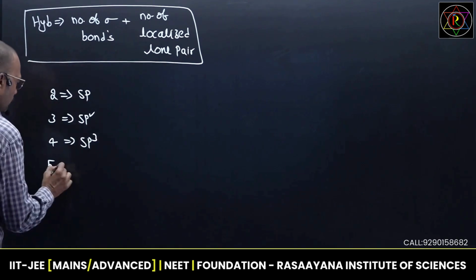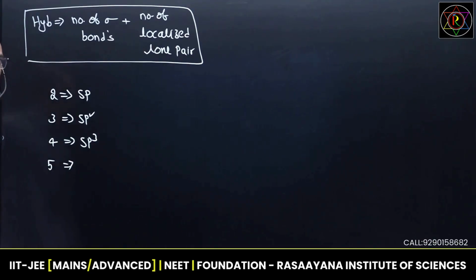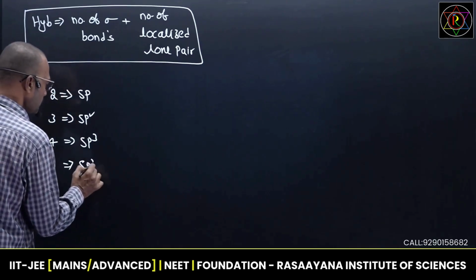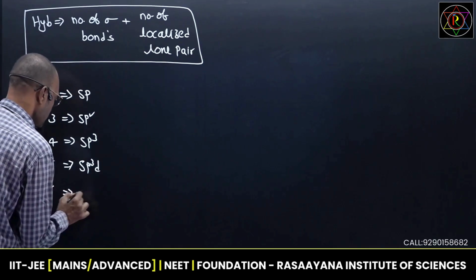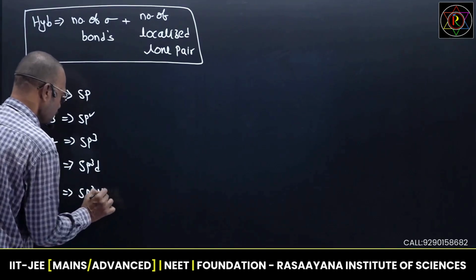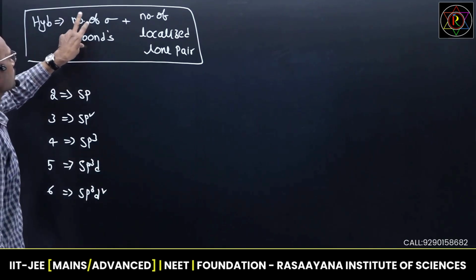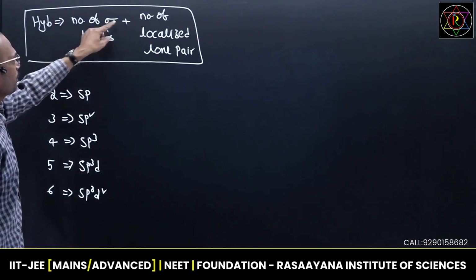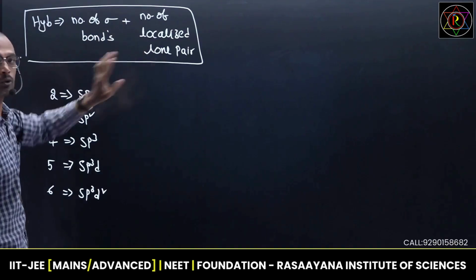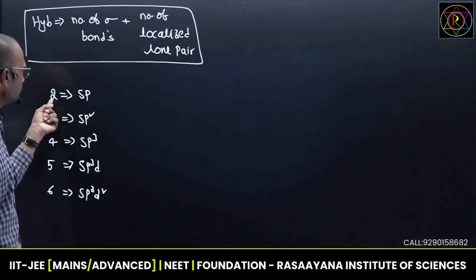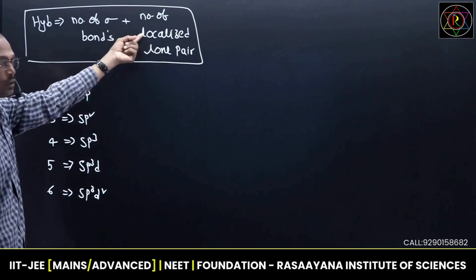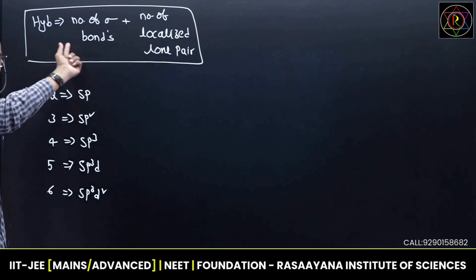If that number is 5, for all elements in the form of molecule that I am writing, it would be sp3d. If the number is 6, hybridization is sp3d2. That is the concept. Remember, the number of sigma bonds plus the total number of localized lone pairs will give this number. Based on that, you can calculate the hybridization of a given molecule.